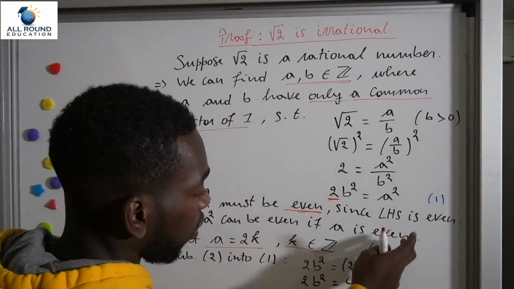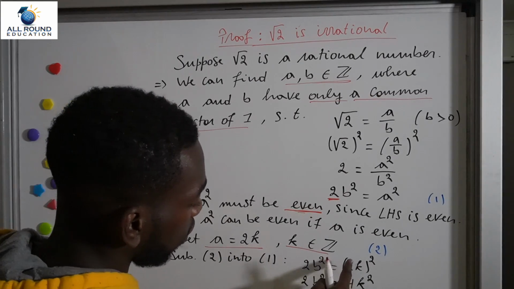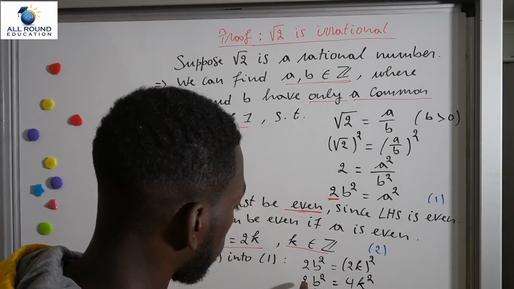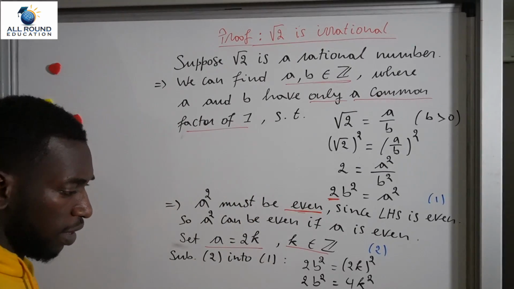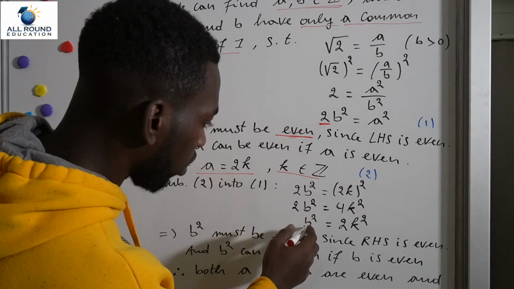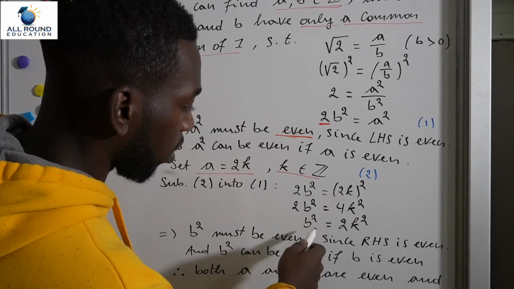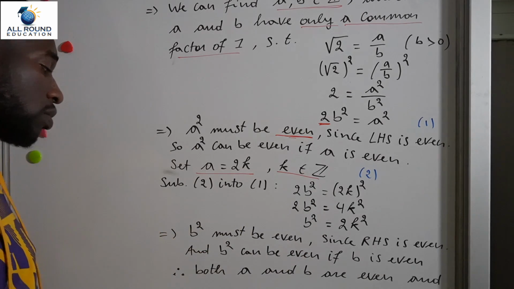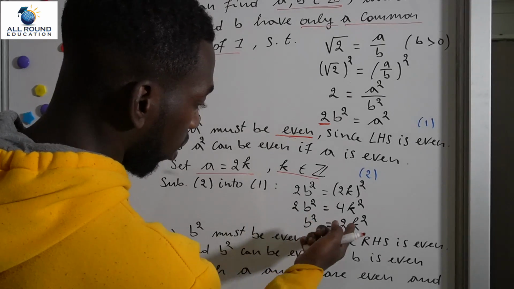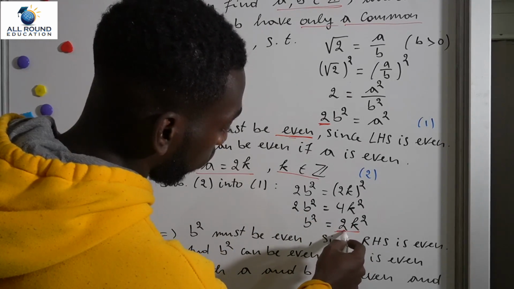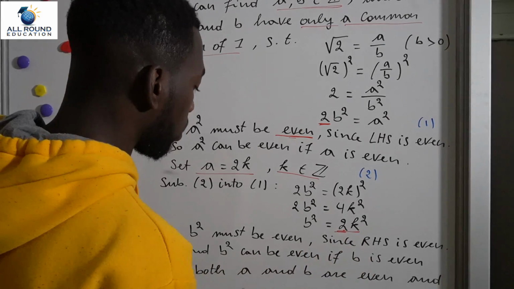What does that mean? We can substitute expression 2 into 1, and when you do that, you have 2b squared equals 2k squared, and when you square, you get 2b squared equals 4k squared. I hope that is clear. Then we divide by 2 on both sides, and you get b squared equals 2k squared. What does this mean? This means b must be an even number, because b squared is equal to 2 times something. This factor of 2 tells us that b squared is even, and b squared can only be even if b itself is even.